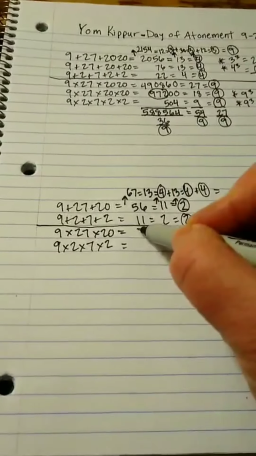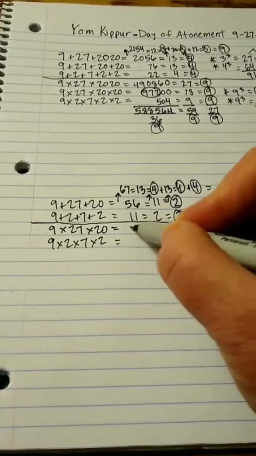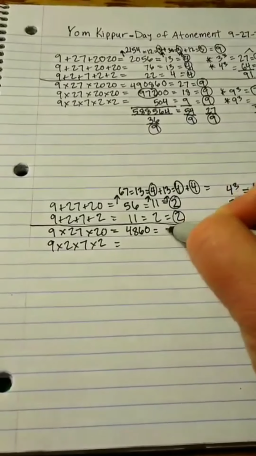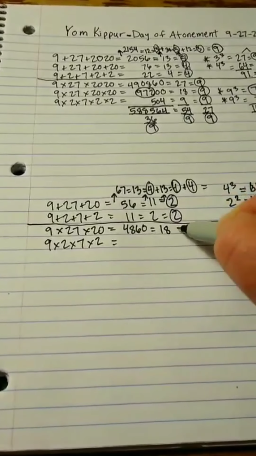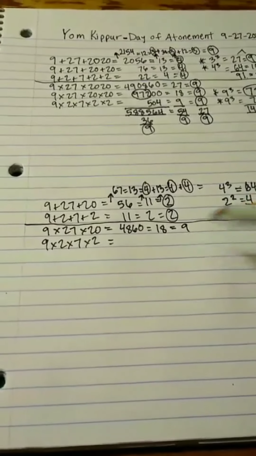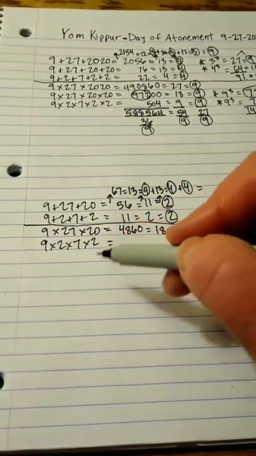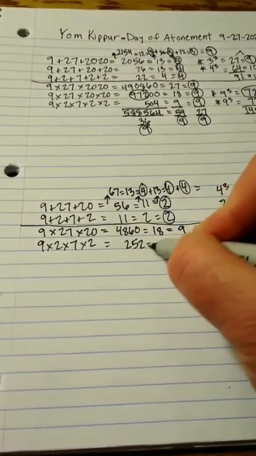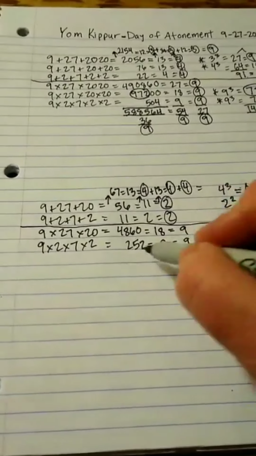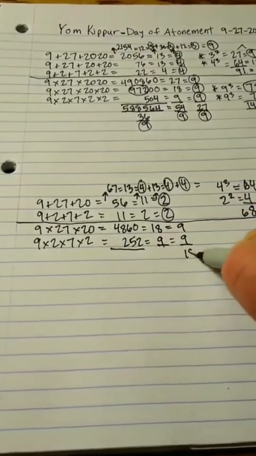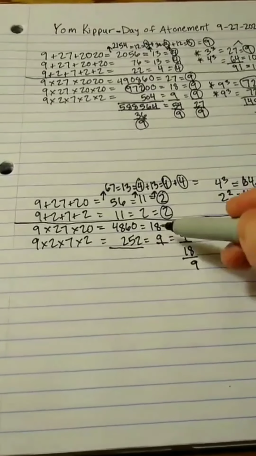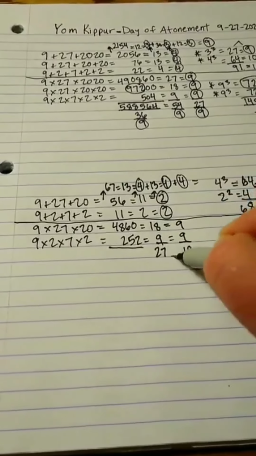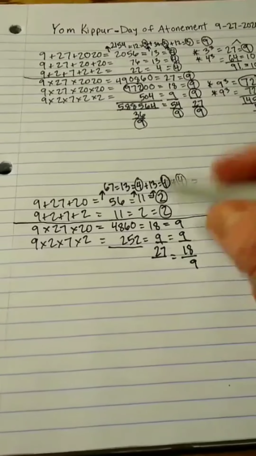We're almost done here. All right, so 9 times 27 times 20 is 48, 60, which equals 18. 4 plus 8 plus 6 is 18, and 1 plus 8 is 9. And I guarantee you this is 9. So 9 times 2 times 7 times 2 is 252, which equals 9 outright, and we'll just carry this over to there. And now we're going to add down, okay? 9 plus 9, 18. 1 plus 8, 9. 18 plus 9, 27. There's your 27 again. All right, so 2 plus 7 is 9.